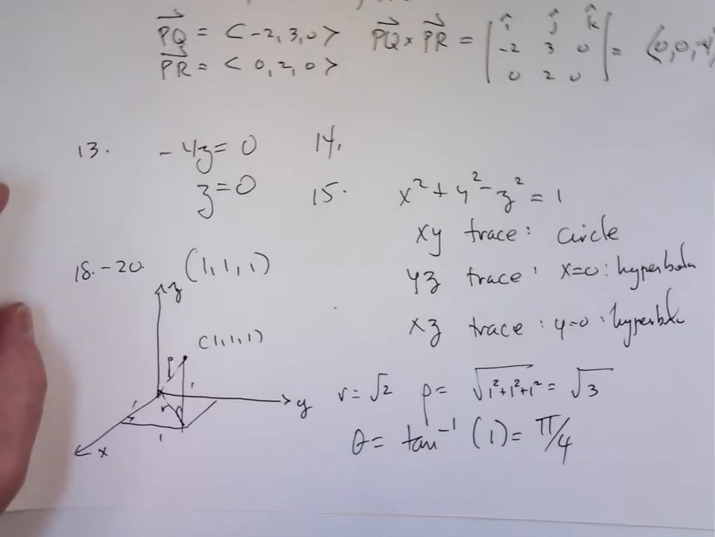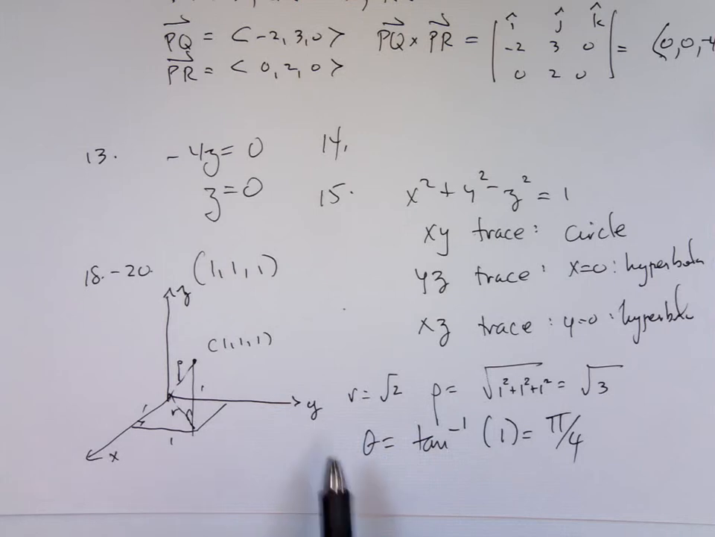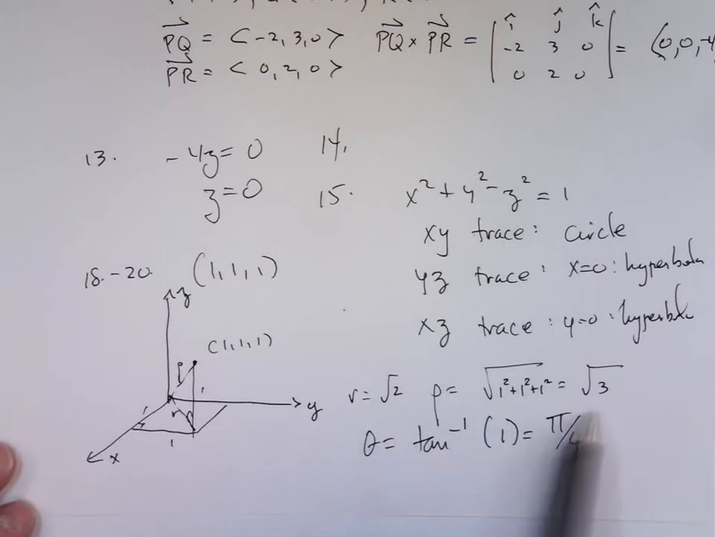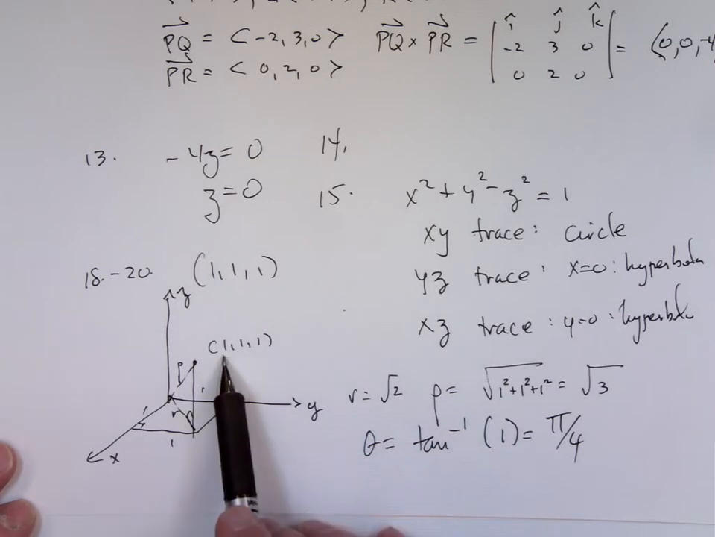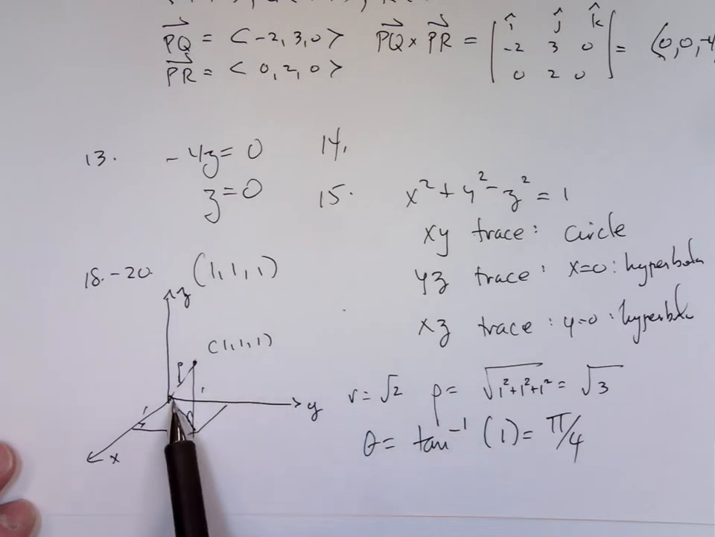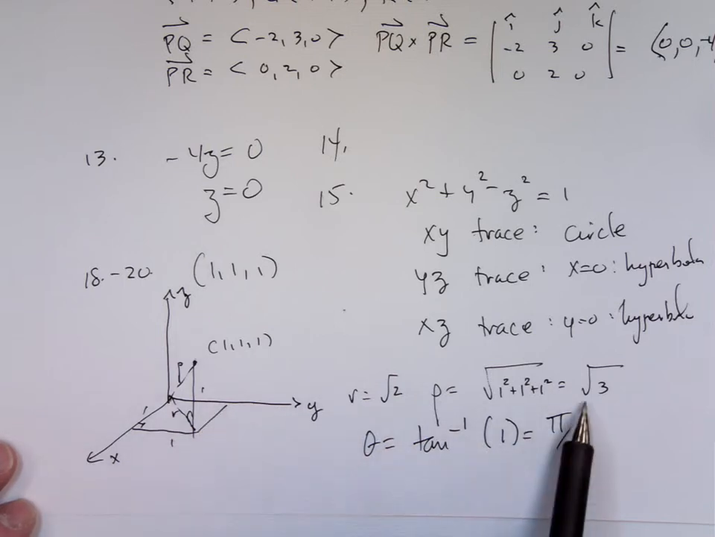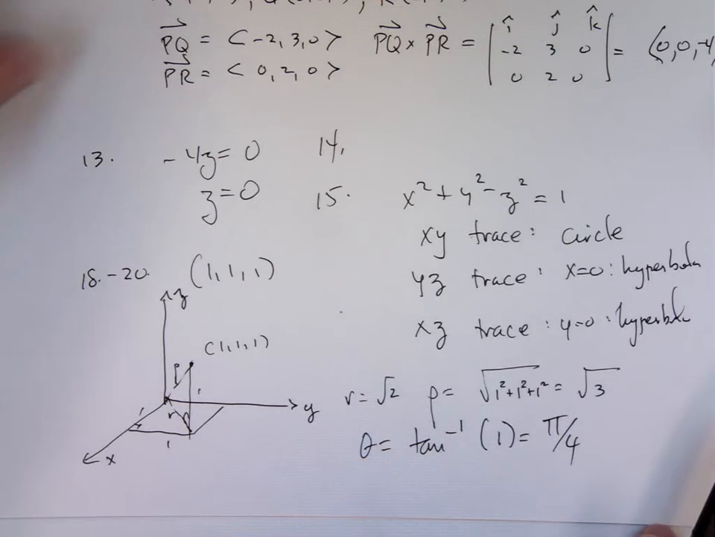19 on the test? Yeah. 19 was rho, square root of 3. Yeah, rho is that distance from here to here. It's the distance from the point 1, 1, 1 to the origin, which is the square root of x squared plus y squared plus z squared. I mixed that up. It's easy enough to do.